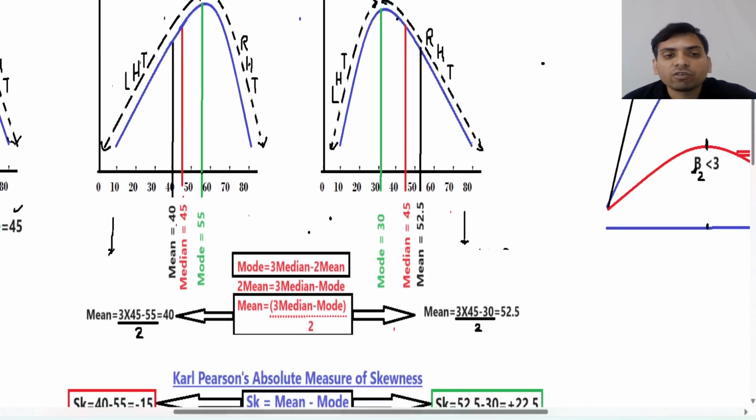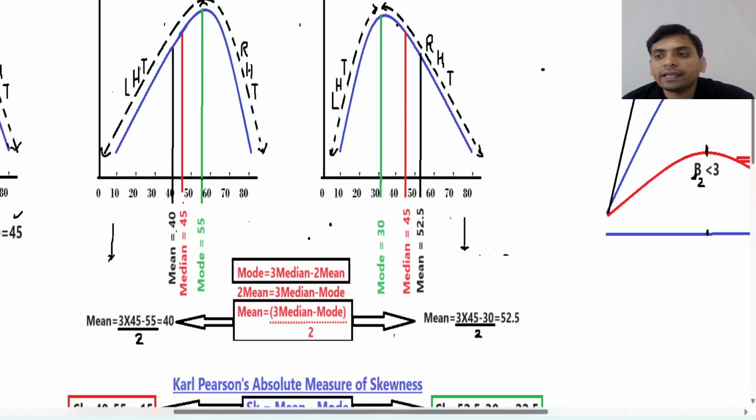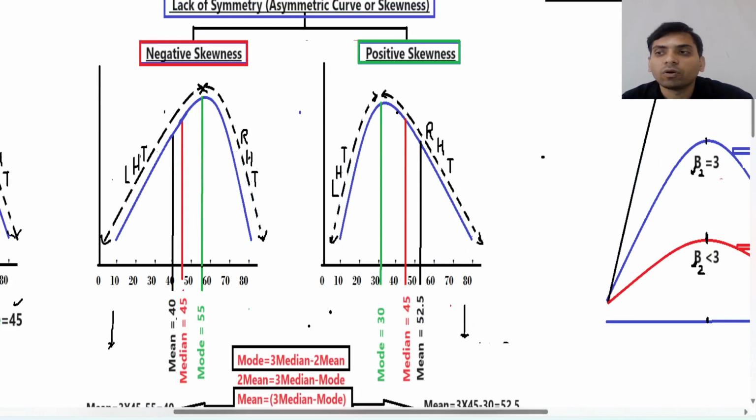Now we will see why we call this negative skewness and this positive skewness. For identification, we have one measure known as Karl Pearson's absolute measure of skewness, denoted by Sk, and Sk equals mean minus mode. For the first data set, if we find Sk equals mean minus mode, with mean 40 and mode 55, you will see a negative term. For the second data set, Sk is again mean minus mode, and you will see a positive term. If Sk is negative, this is negatively skewed data or negative skewness, and for positive Sk, this is positively skewed data or positive skewness. So we can identify whether it is positive or negative.